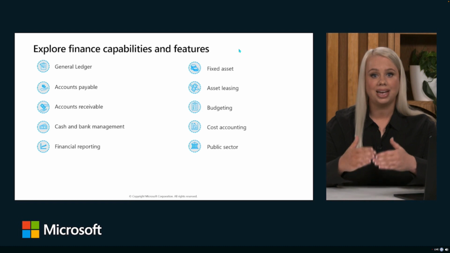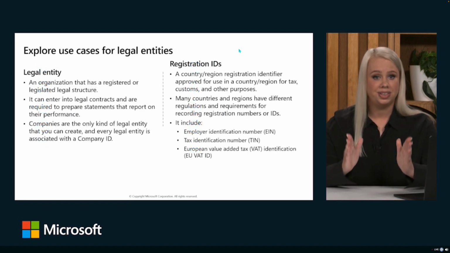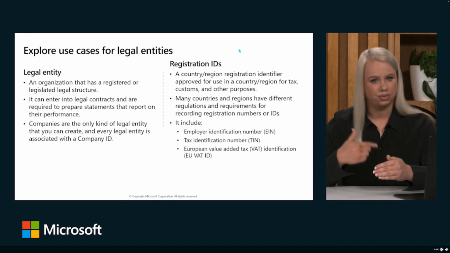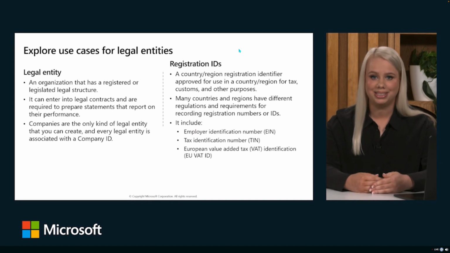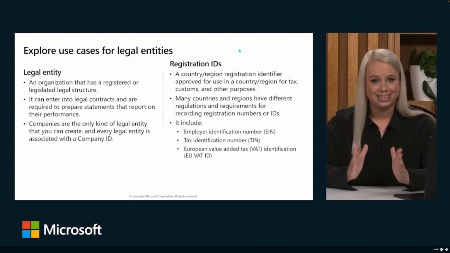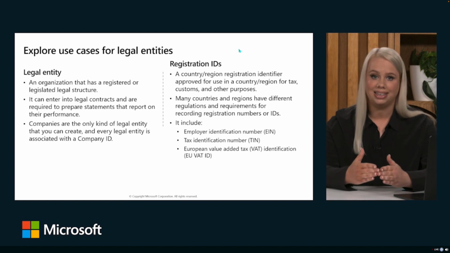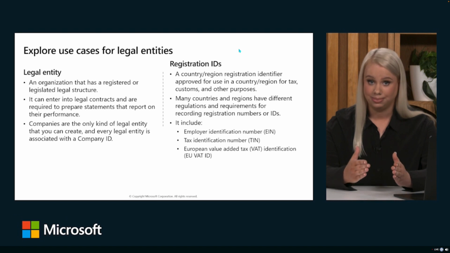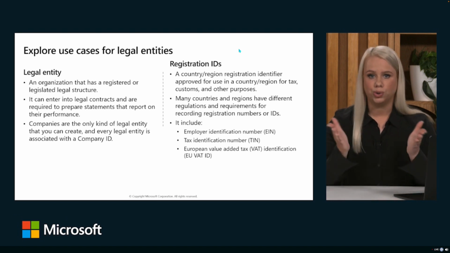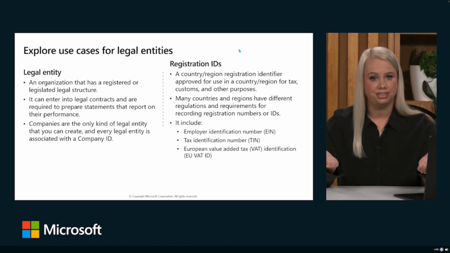So let's take a look at legal entities. In the first phase of implementation, right at the beginning of you implementing Dynamics 365, you have to set up a legal entity. And to be clear, a legal entity is only to be set up for companies. And that company must be registered or have a legislated legal structure. So if my business were to be called Contonzo Fashion, then I would have a legal entity for Contonzo Fashion.